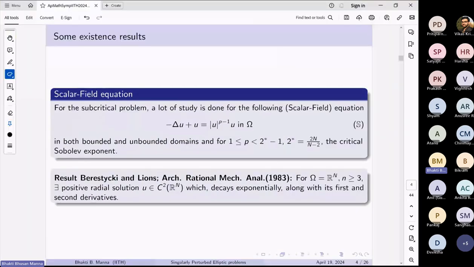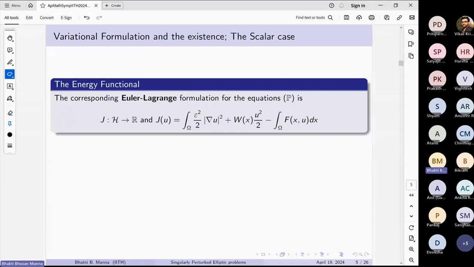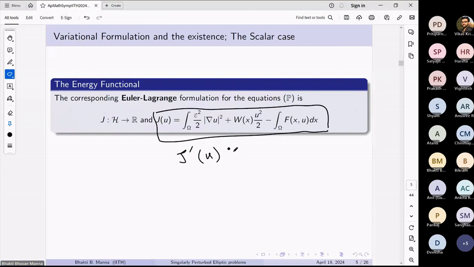Maybe I shall use this note because otherwise I'm not able to write this. This exponential decay problem. Okay, so as I said, we want to use a variational technique, at least for the existence part. So this is the corresponding Euler-Lagrange formulation of this equation. And basically, if we take J prime, then J prime of u equal to 0 means u solves the equation.